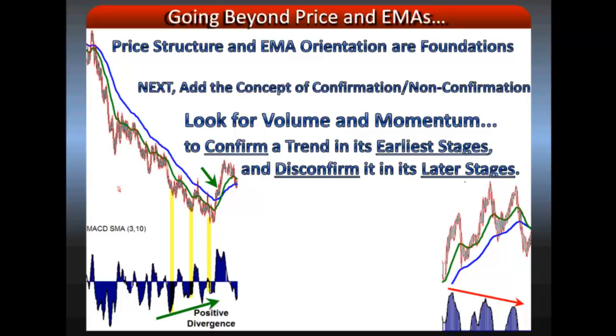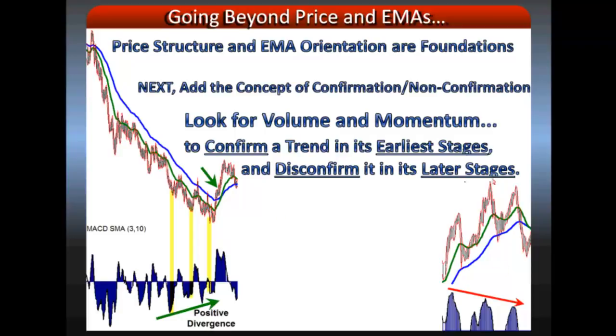But at the later stages, you will see divergences, lack of participation, lack of interest, lack of buying. Even though price keeps going up, you're going to see the other indicators pull off, back down, and form divergences. And so this is an example of a positive divergence at the end of a downtrend. You can't really see it, but it's an example of a negative divergence at the end, again, visualize with me, of an uptrend.